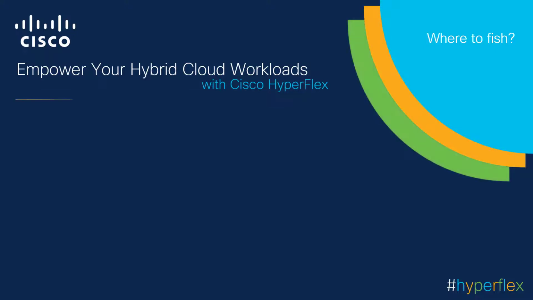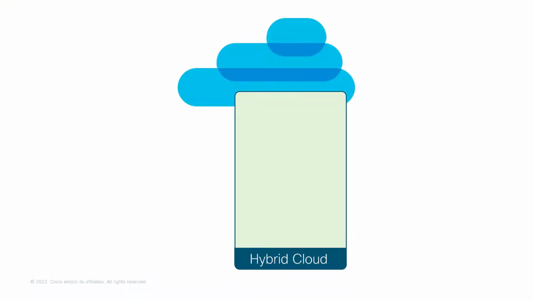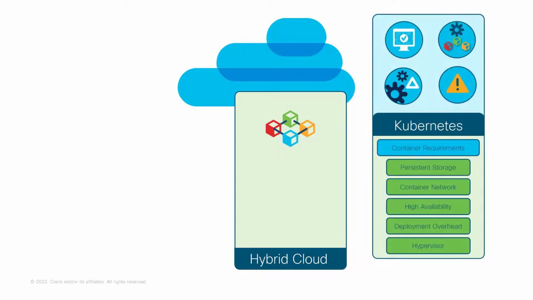Empower your hybrid cloud workloads and leverage Cisco HyperFlex with Cisco Intersight to deploy containers in minutes. Hybrid cloud and container deployments represent a growing percentage of all application environments in the data centers, but they also mean a paradigm shift in the way day-to-day operations are performed in the data center. Because of these differences, deploying fully designed and configured container environments traditionally meant a significant time and learning investment.